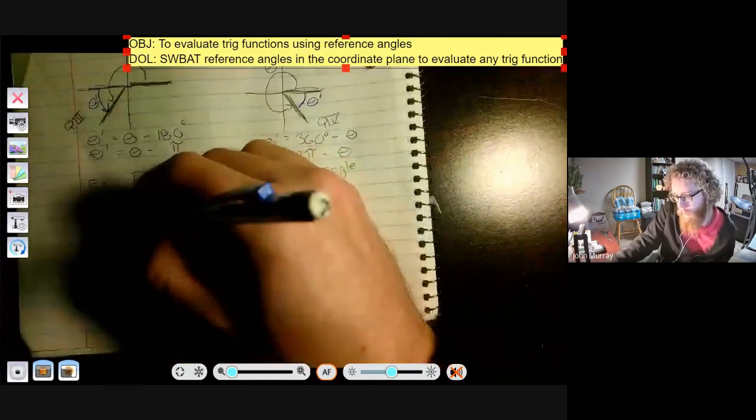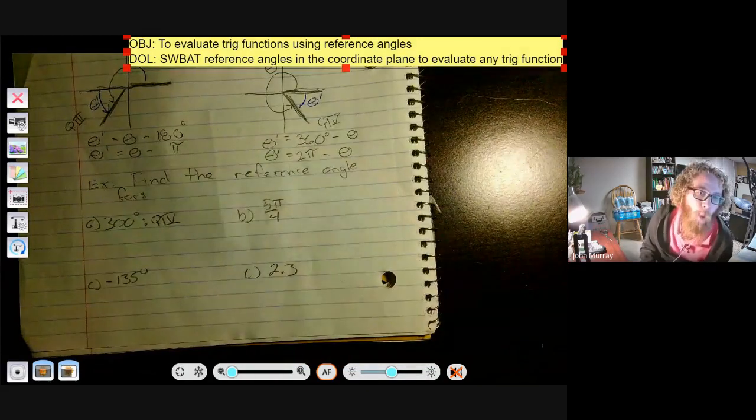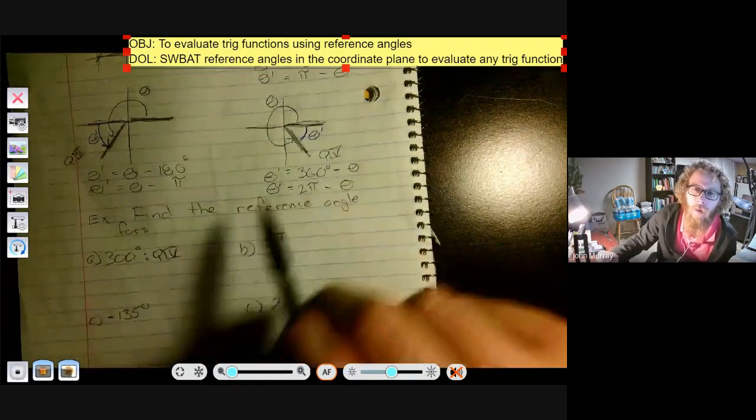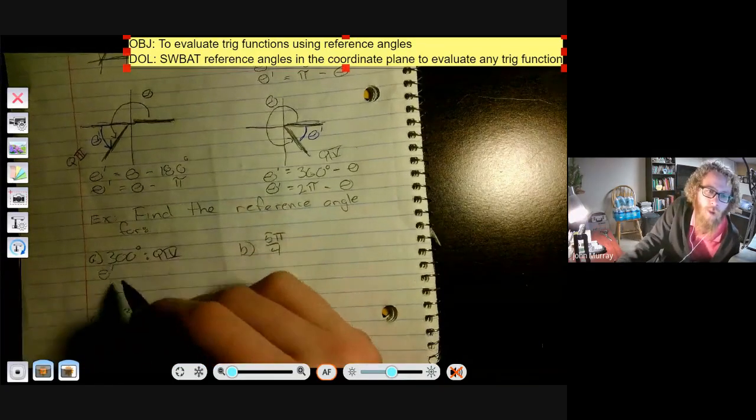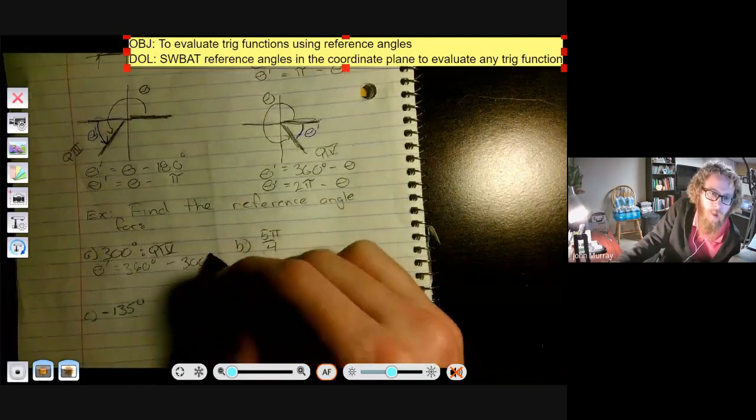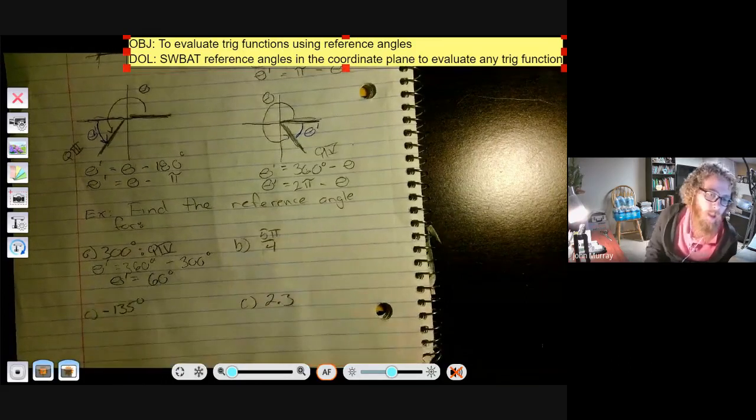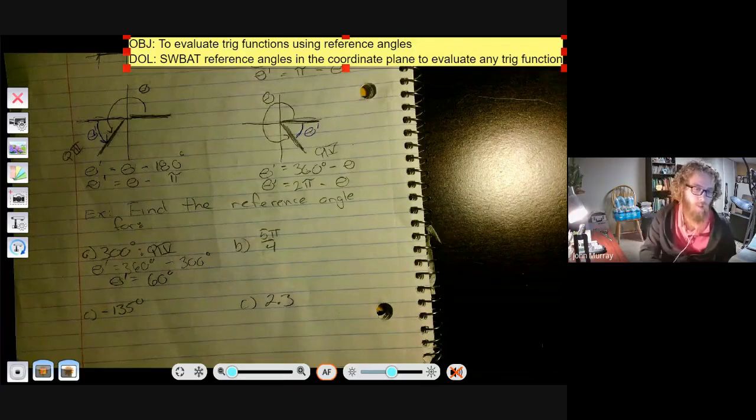All right. So if you'd like, label it or mark it somewhere just to give you reference, right? We're in quadrant 4. So I'm going to use my fourth quadrant reference angle formula, right? So my reference angle is going to be 360 degrees minus what my current angle is, 300 degrees. So my reference angle is 60 degrees. That's straightforward.